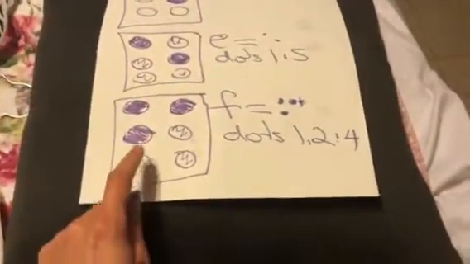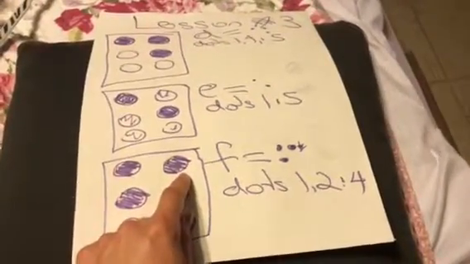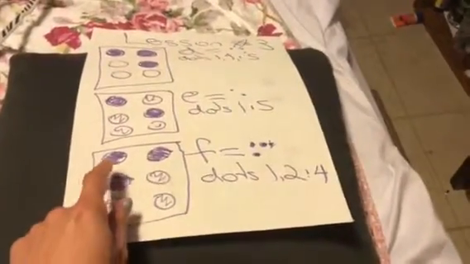Now F is a reversed or backwards D. You saw that D was 1, 4, 5. Well, now F is 1, 2, 4. So it's sort of like a reversed D, because instead of the 2 dots being on the right side, they're on the left now. So it's 1, 2, 4. These are just the basic letters.